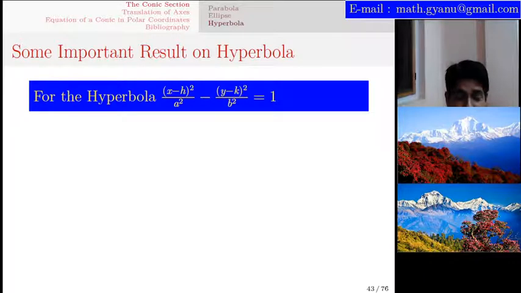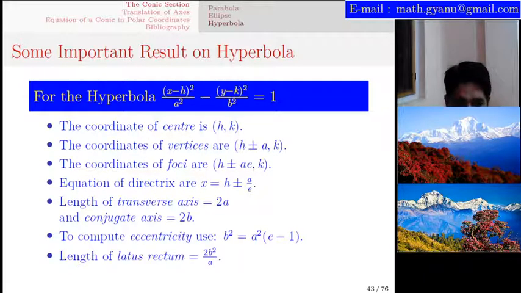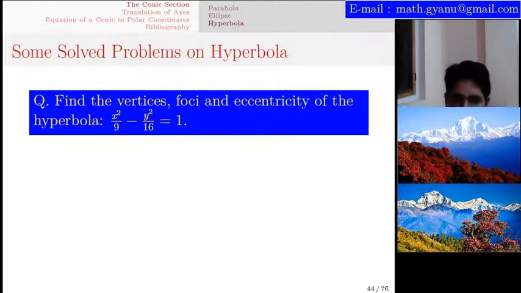I suggest you remember these components shown on your screen to solve problems. You will see here the coordinate of center, coordinate of vertices, coordinate of foci, the equation of directrix, length of transverse axis, length of conjugate axis, how to compute eccentricity, and the length of the latus rectum. I suggest you memorize all these components. Okay, now we'll try to solve some problems.